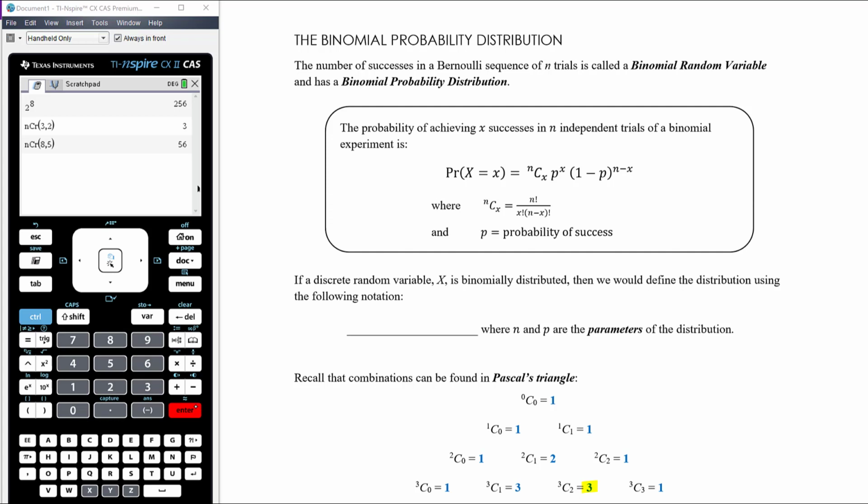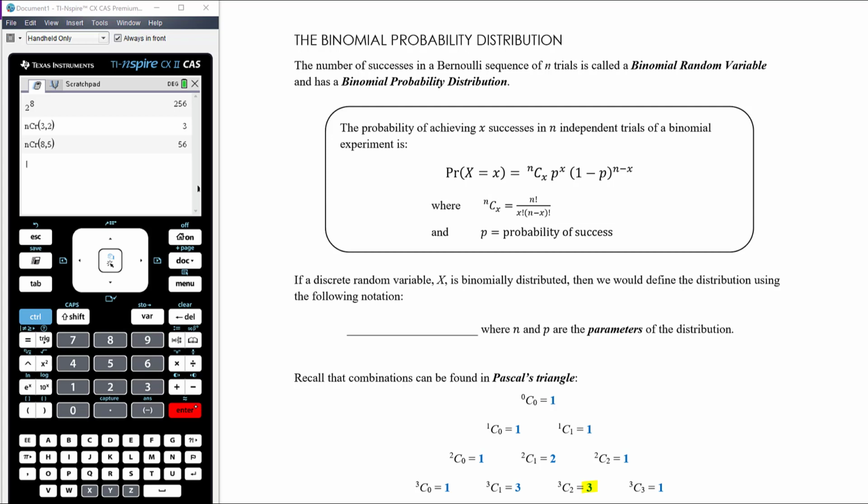It's going to be n choose x, the number of trials, choose the number of successes you're after. It's going to be p to the power of x, so the probability of success to the power of the number of successes, and 1 minus p to the power of n minus x, so the probability of failure to the power of n minus x, which is going to be the number of failures. nCx is a combination. We can calculate that using n factorial over x factorial times n minus x factorial.